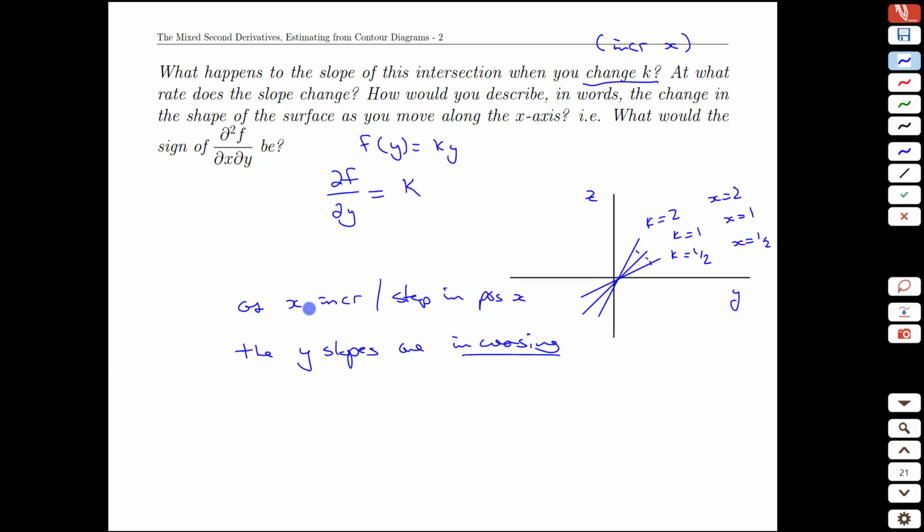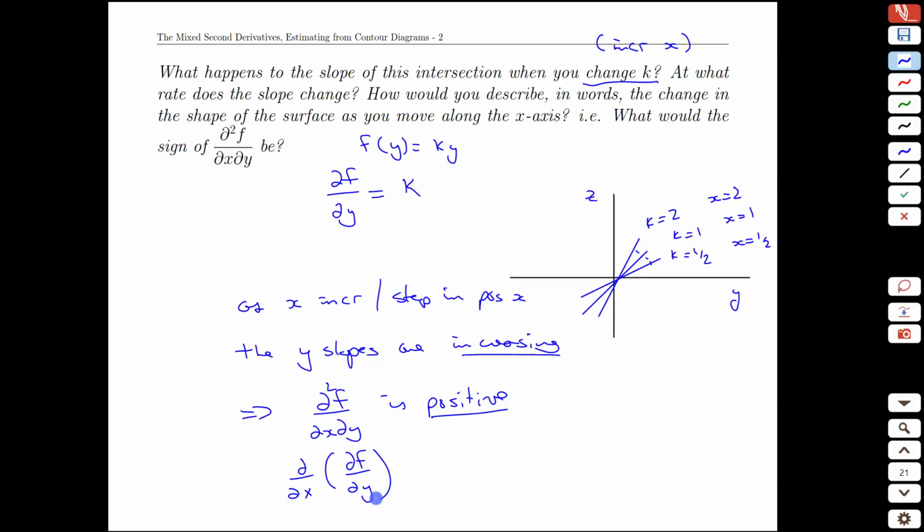And all we know about derivatives is if the input's increasing and the output increases as well, then the partial derivative that we're talking about is positive. What we have is, as x gets bigger, the y slope gets bigger. Well, that's this mixed partial derivative here, capturing, if we increase x, what happens to the y slopes.